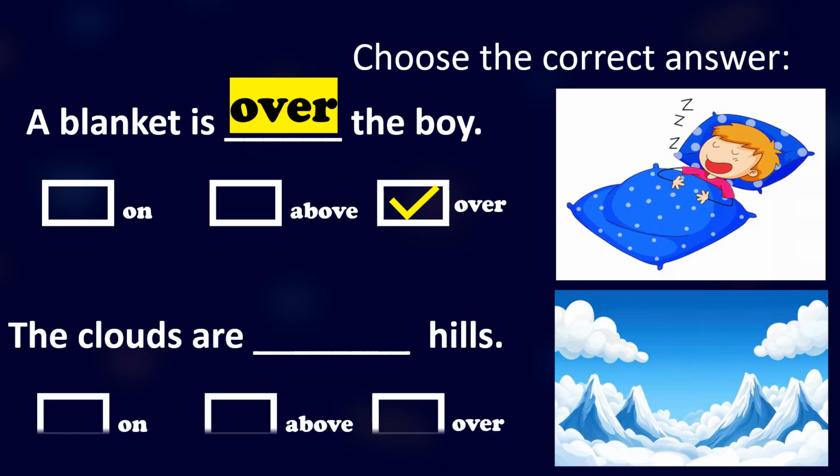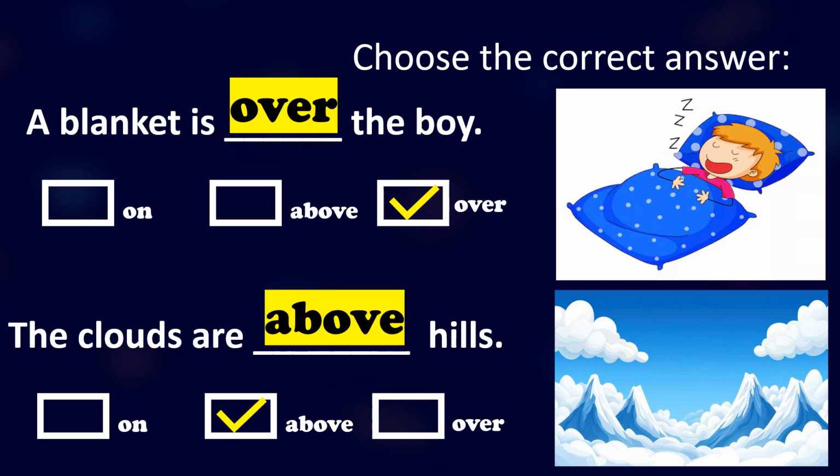And the next example: the clouds are dash the hills. Children, clouds are still, hills are still, and they are not touching each other. That's why we will use above. Very nice. I hope the concept is clear.